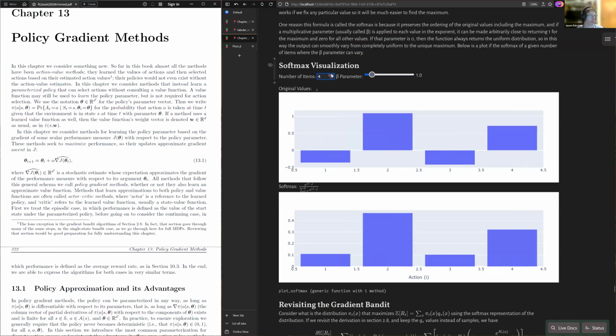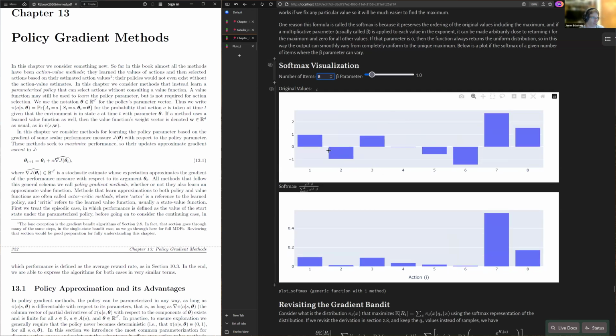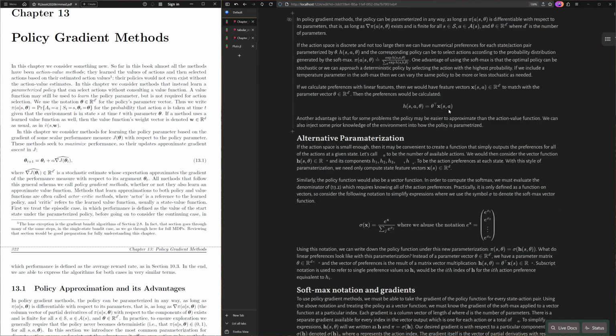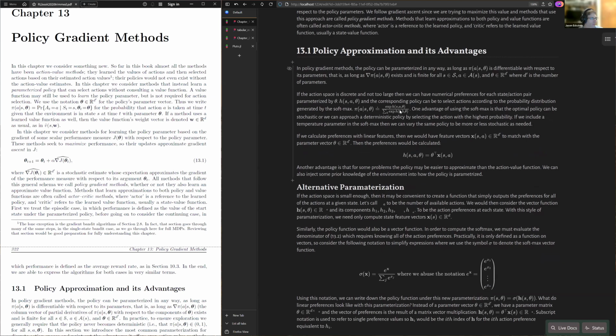And in this case, the number of items in the problem we're considering would be the number of actions that are available. So you can think we're going to have some function that's going to output these preference values, one for each action, given some state. And then we're going to convert it to this probability distribution. So any questions about how the softmax works?